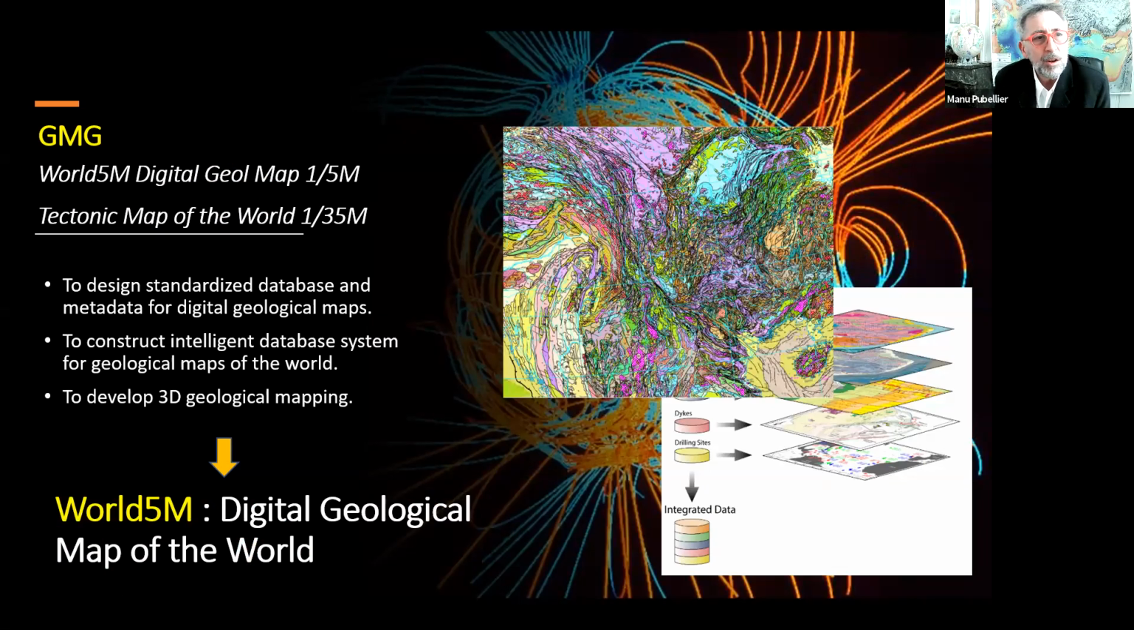So the Geological Mapping Group is basically hosting two projects. One is the World5M, the Digital Geological Map of the World at scale 1 to 5 million, and also the Tectonic Map of the World at scale 1 to 5 million, which has just started. The aim of the group is to design standardized database and metadata for digital geological maps, but also to construct intelligent database and develop 3D geological mapping. Of course, this is quite ambitious.